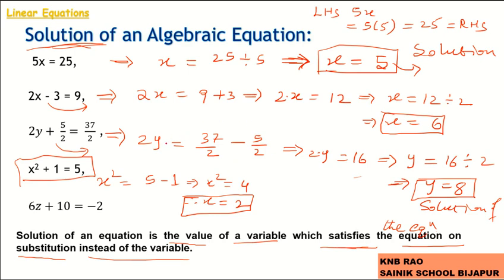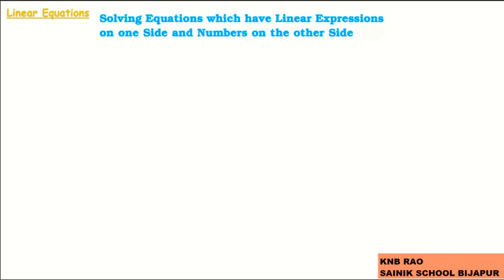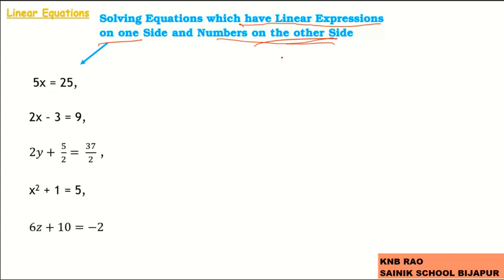You know how to find the solution for these equations; you have already done this. This is the procedure of solving. So let us take solving equations which have a linear expression on one side and numbers on the other side. For example, all the equations you have solved had the variable portion on one side and the number on the other side. You could see that.